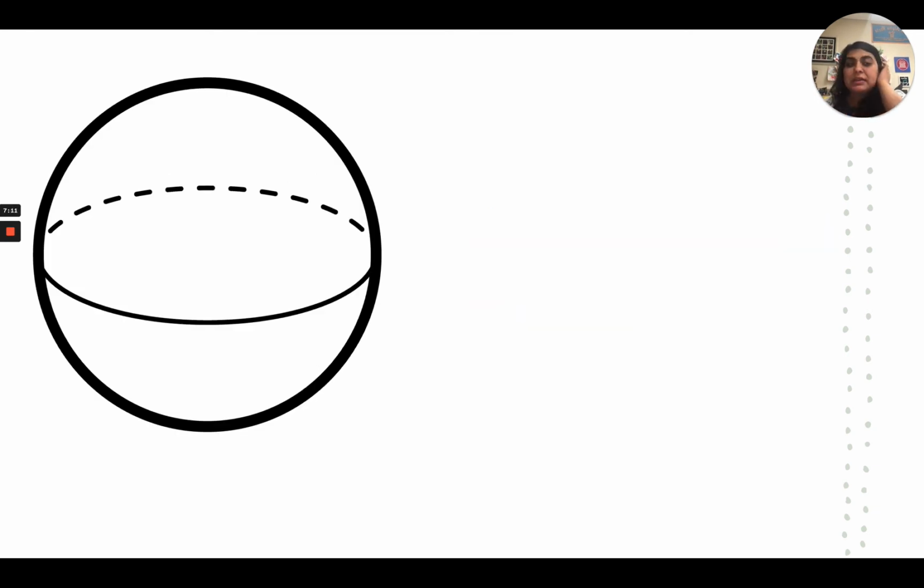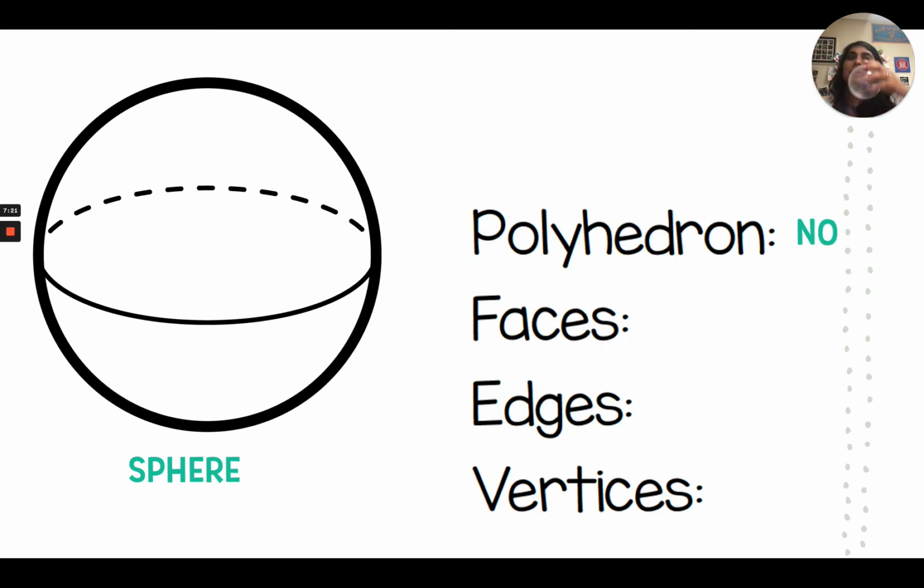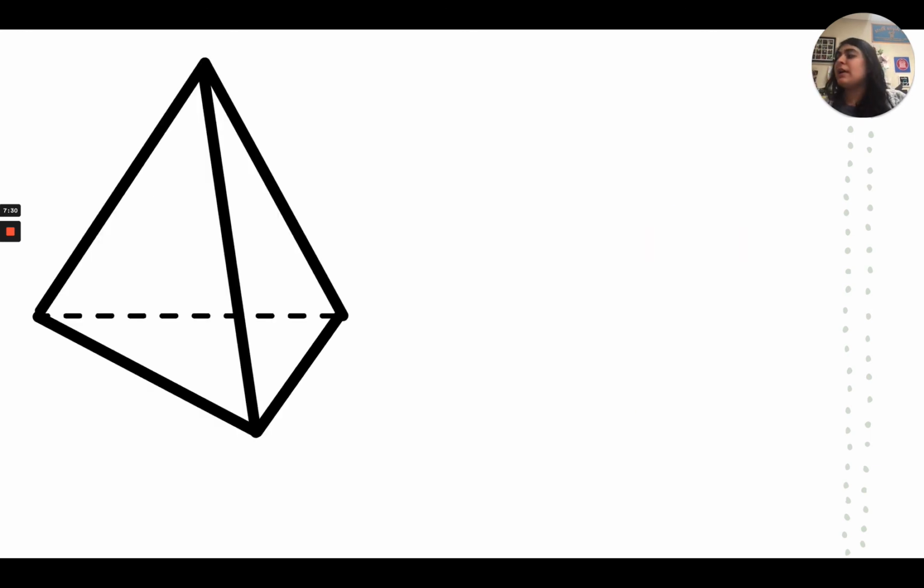All right, next up we have got a sphere. Now a sphere is a ball, so you already know that this is not going to be a polyhedron, because literally if you drop a ball, it's gone. It's rolling. It's already off into the other room. So no to that one. All right, now let's check out some other shapes right here.